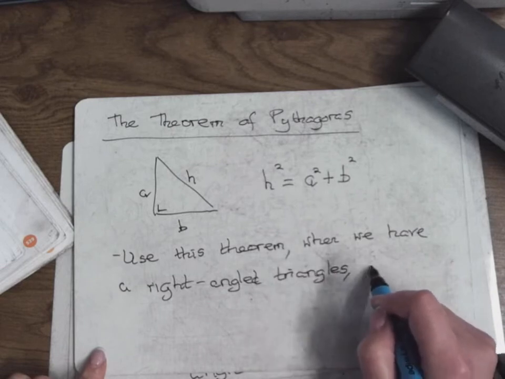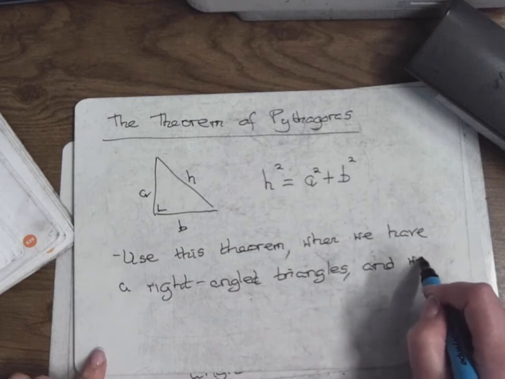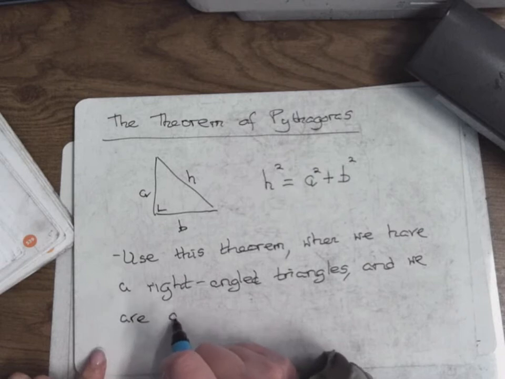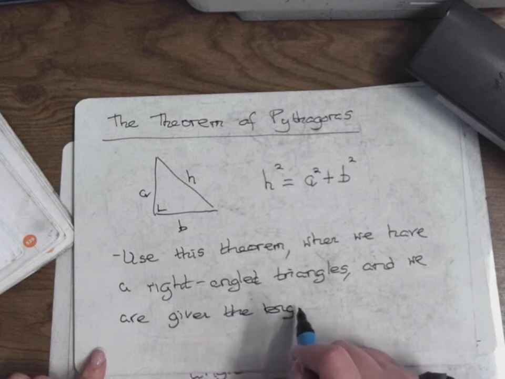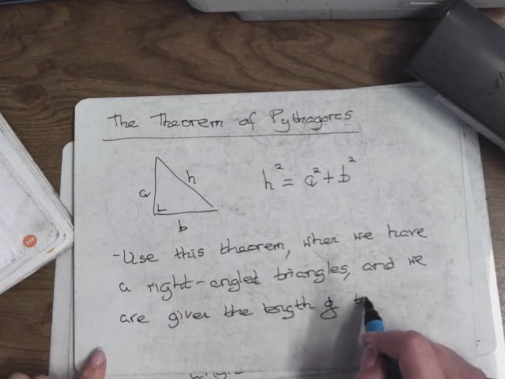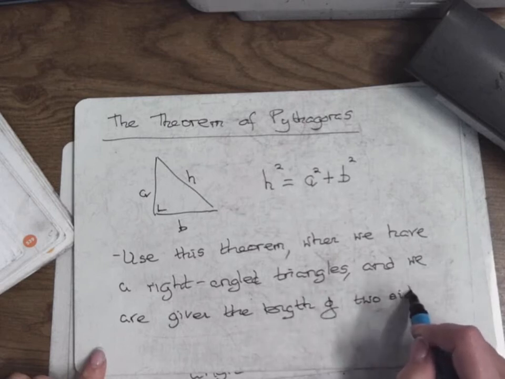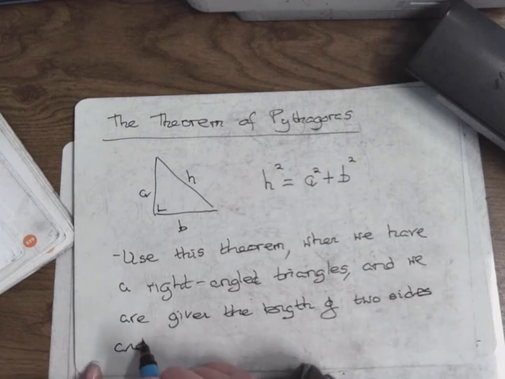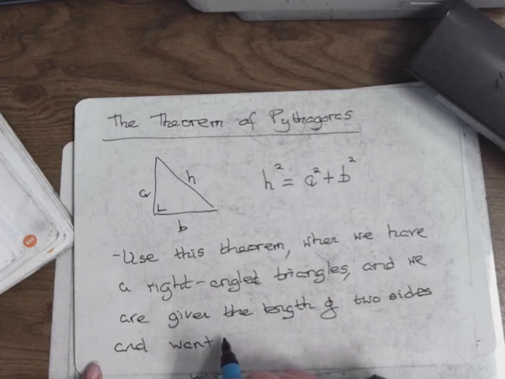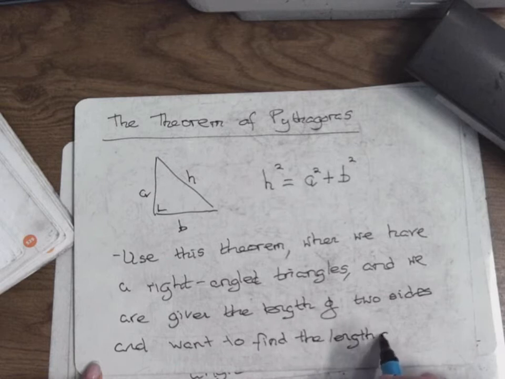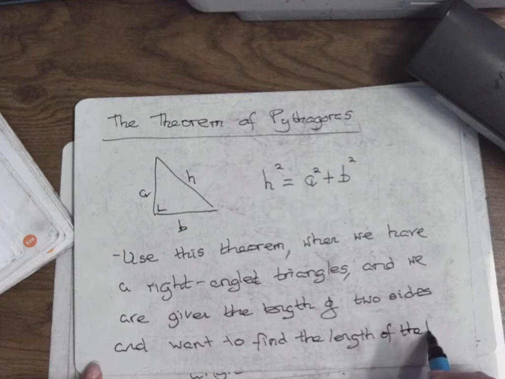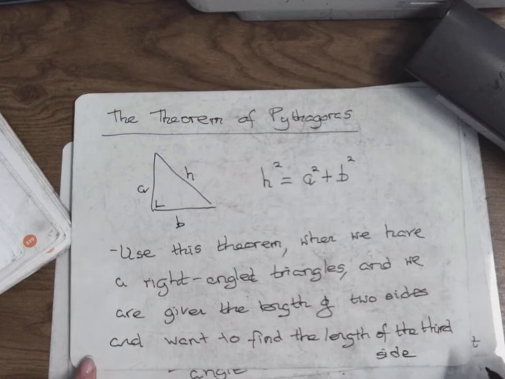And we're given two sides and we're looking for the third. Given the length of two sides, and want to find out the third side. Are we always finding the length of the hypotenuse?